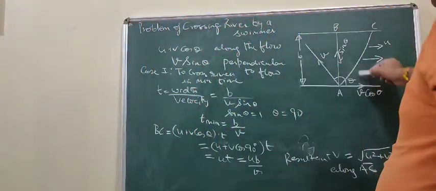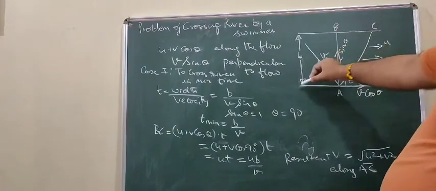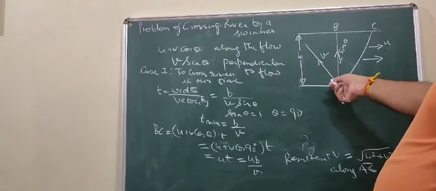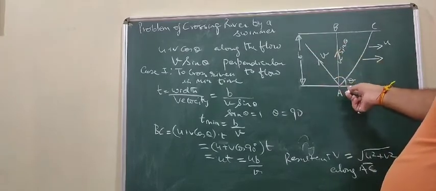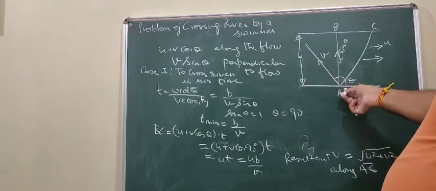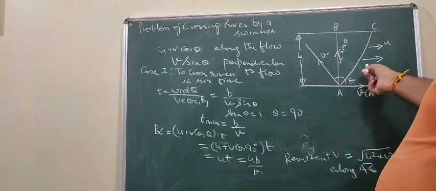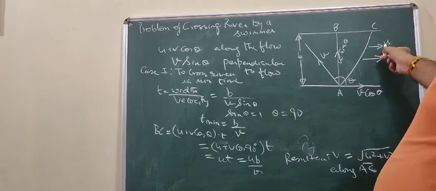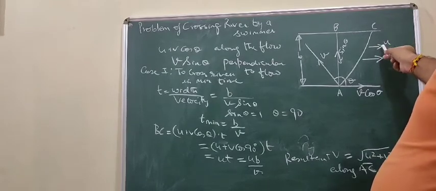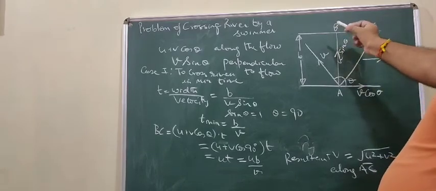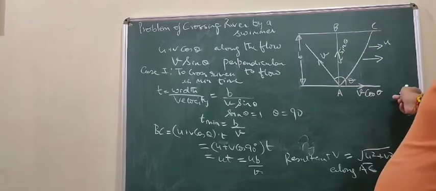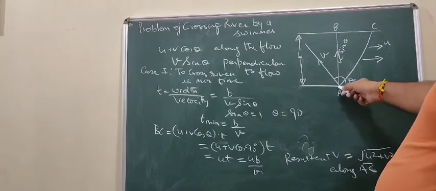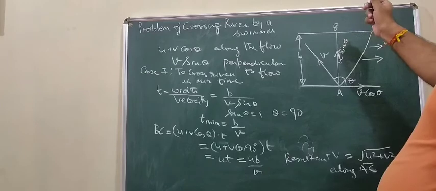ये A से B तक रिवर है, रिवर जिसकी विड्थ क्या है B है. ठीक है, स्विमर जो यहाँ से चल रहा है उसकी वेलोसिटी क्या है v. It is flowing at an angle theta to the flow of the current. करंट का फ्लो की स्पीड क्या है u. स्विमर की स्पीड क्या है v. Along the flow of the current resultant velocity क्या है u plus v cos theta. Perpendicular to flow क्या है v sin theta.